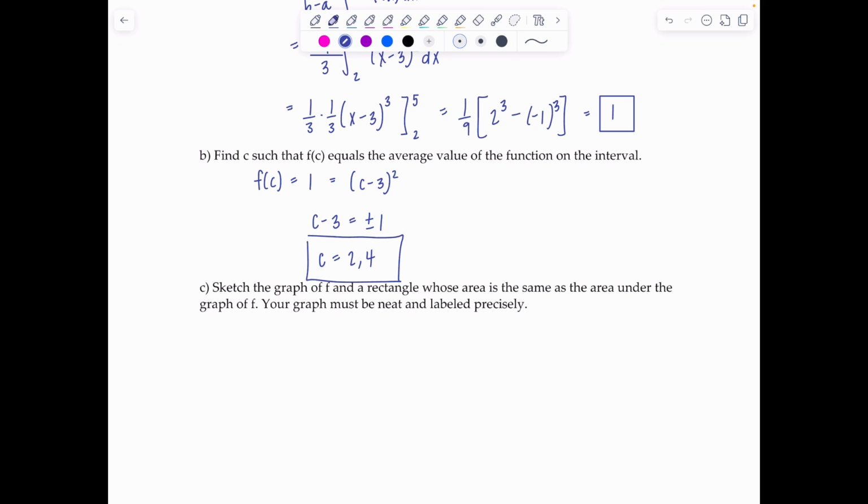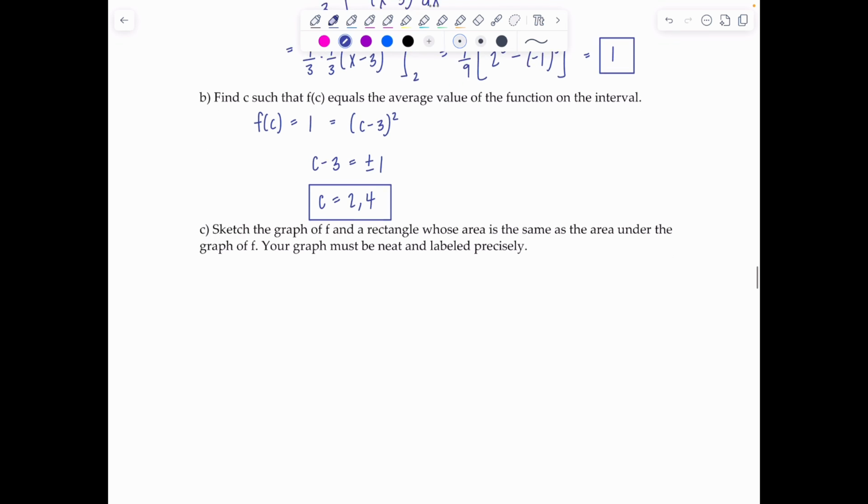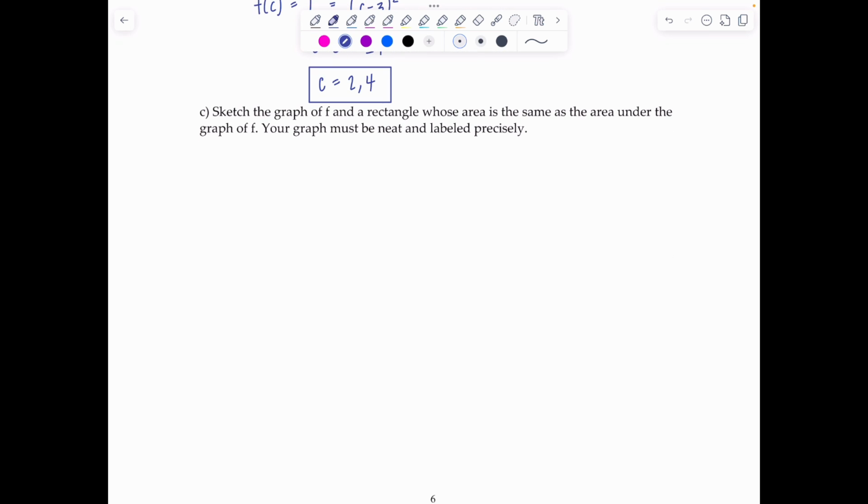And then sketch a graph of f and a rectangle whose area is the same as the area under the graph of f. Your graph must be neat and labeled precisely. It's a parabola, and I can tell it's been shifted 3 units to the right. So the vertex is at (3, 0). And then if I plug in 2, y will be 1. And if I plug in 4, it will also be 1.